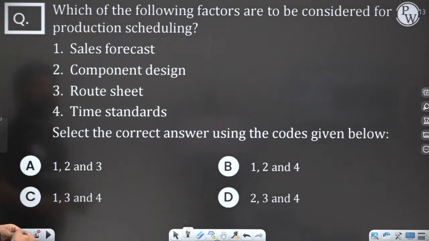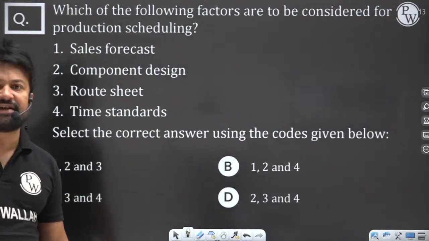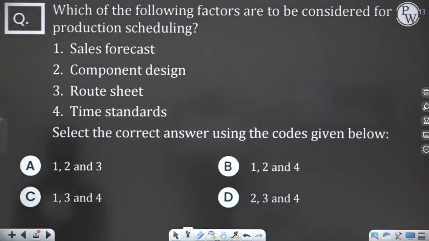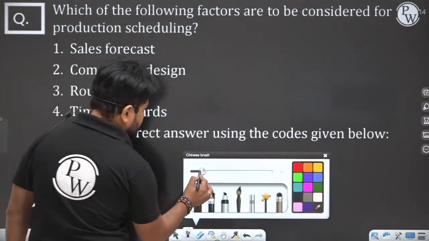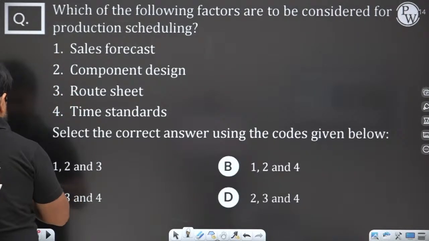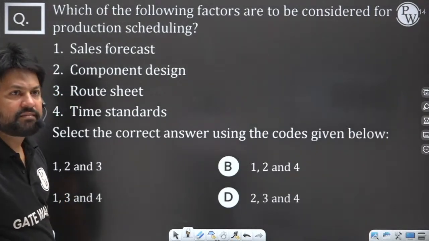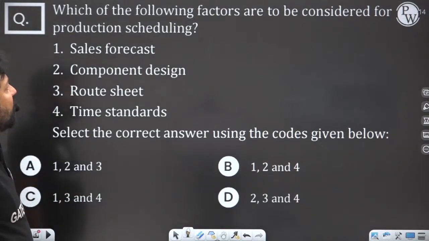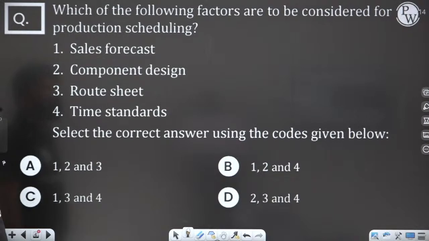Okay. Which of the following factors are to be considered for production schedule? Yes, tell me. Which of the following factors are to be considered for production schedule? Sales forecast, component design, route sheet, time standard.